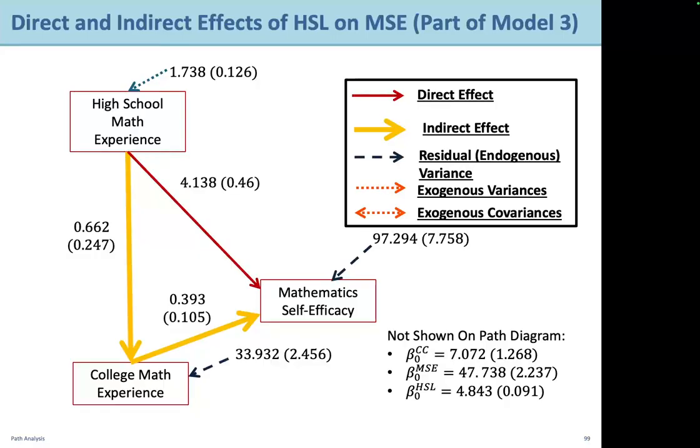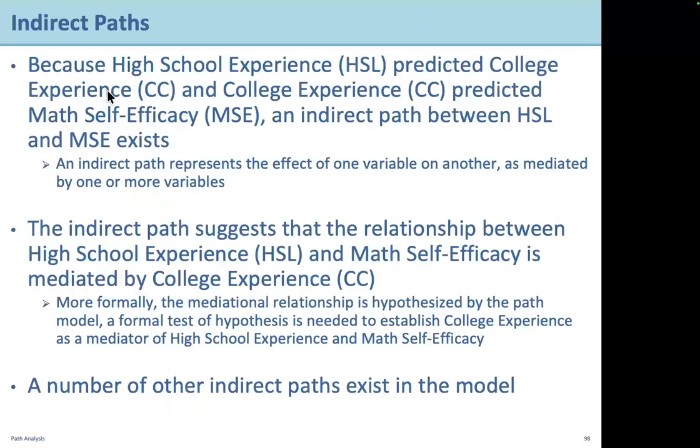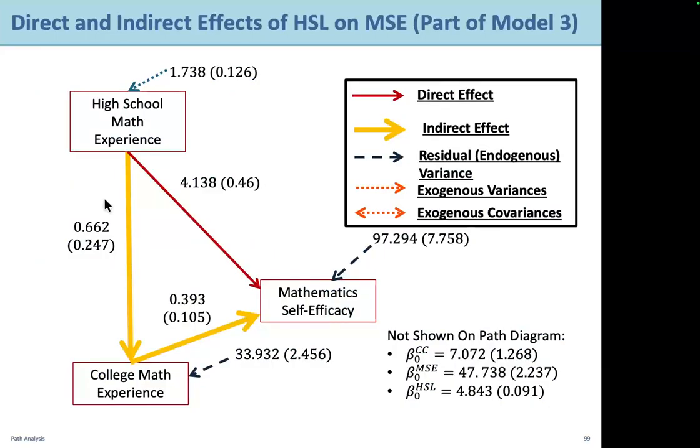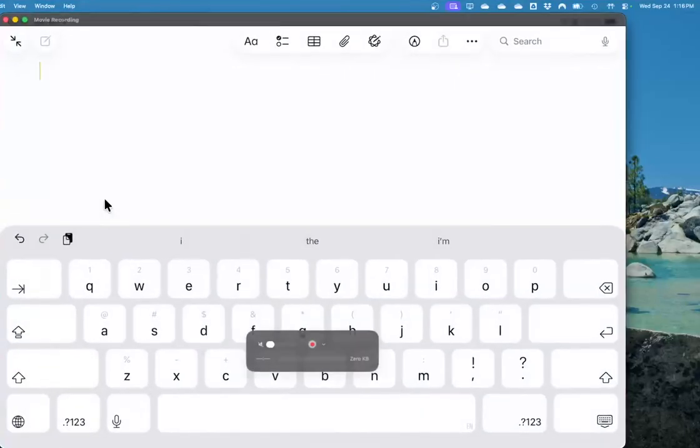And you're saying, oh, my indirect path represents the effect of one variable on another as mediated by one or more of the variables. This is purely what mediation happens to be, right? If you've ever seen, how many of you have done anything with mediation before? Anybody? And I don't mean legal mediation.